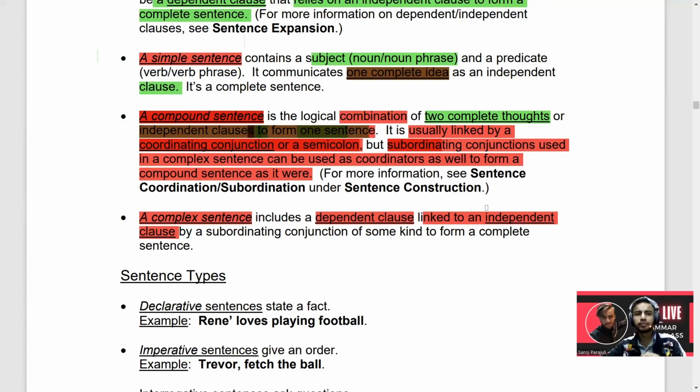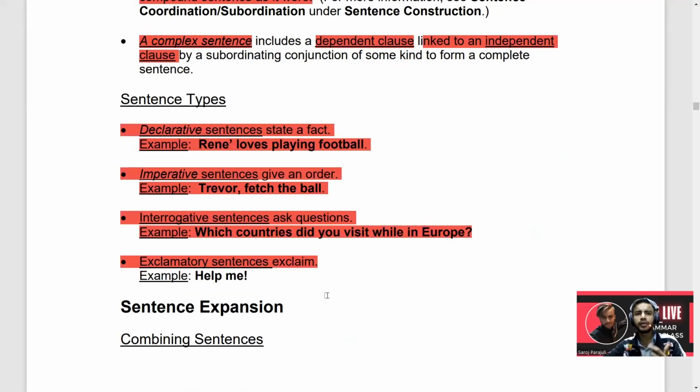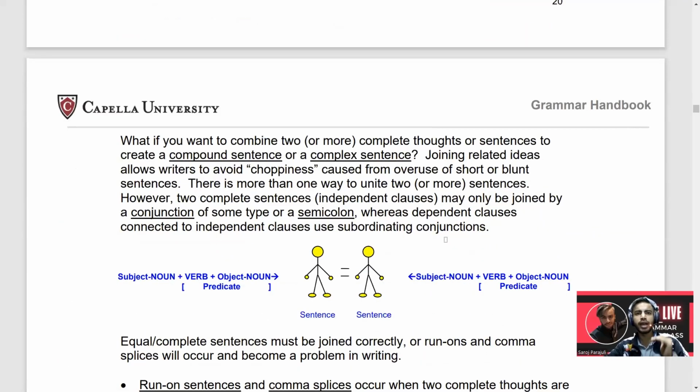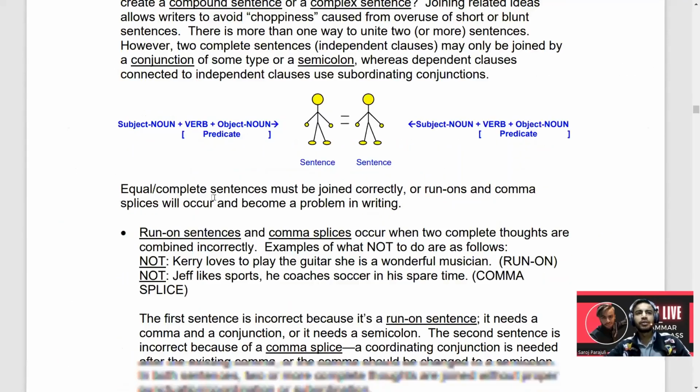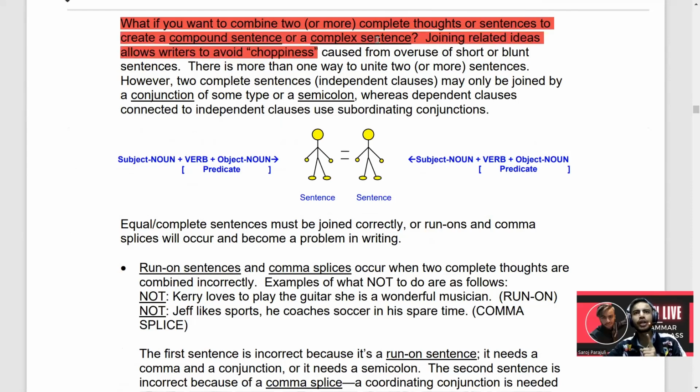Now let's see. Also make notes for these, guys. Pause the video, and I will explain it later. Okay, I will explain these things later. Come on, pause the video and note it down. Now let's see. Sentence expansion. What if you want to combine two or more complete thoughts or sentences to create a compound sentence or complex sentence?